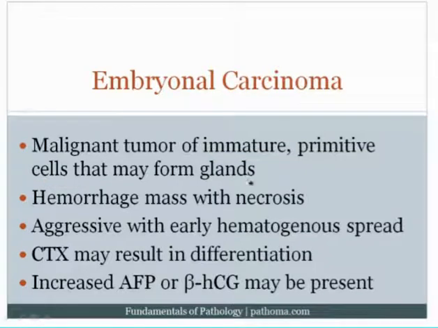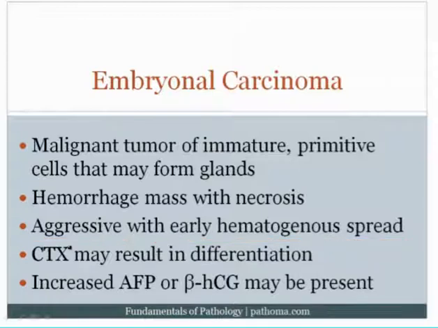It is important to note, and examiners like to press on this issue, that the tumor can form glands. It's going to be a hemorrhagic mass with necrosis, and that's because it's a primitive tumor and is rapidly growing. It'll be bloody, it'll be necrotic. This tumor is aggressive with early hematogenous spread. Again, the cells are primitive and embryo-like, and so they're genetically programmed to move and spread rapidly.